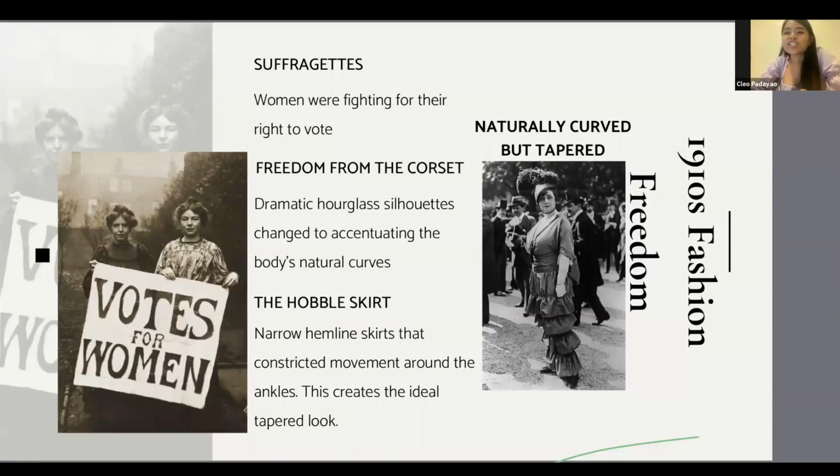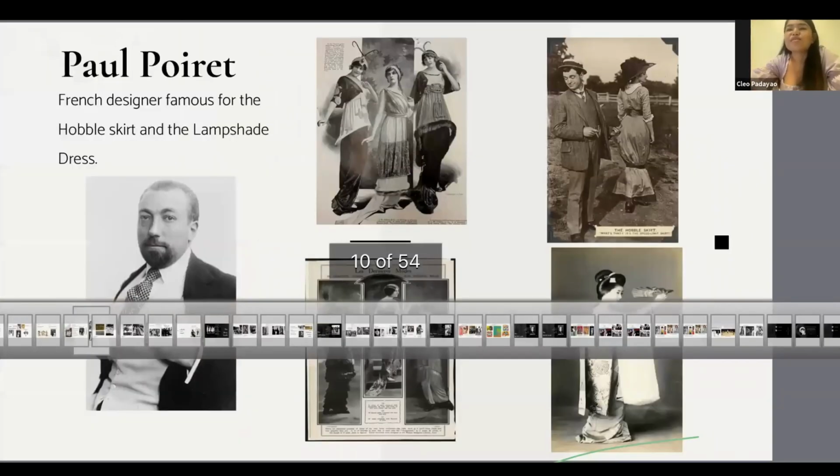So the dramatic hourglass silhouette changed to accentuating their body's natural curves. So they got rid of the corset, but now they wanted to have this very tapered look. So as you can see on the second picture, that's the famous hobble skirt. It's a narrow hemline skirt that constricted movement around the ankle. So it's very hard to walk with a hobble skirt. So we should get to know its origin.